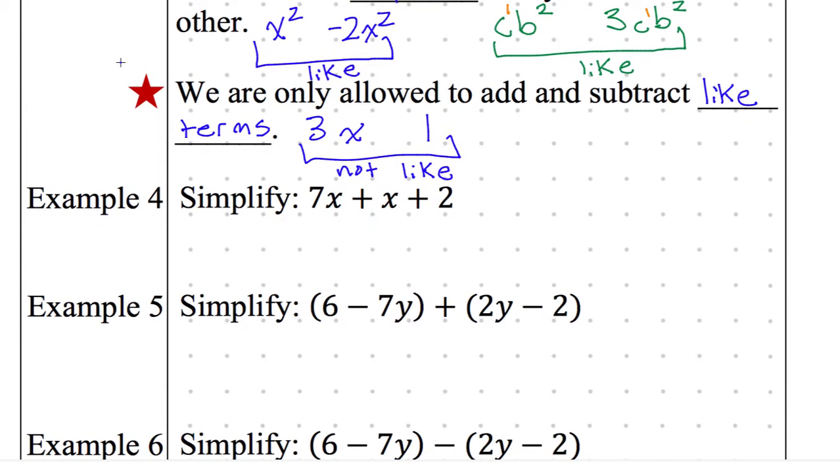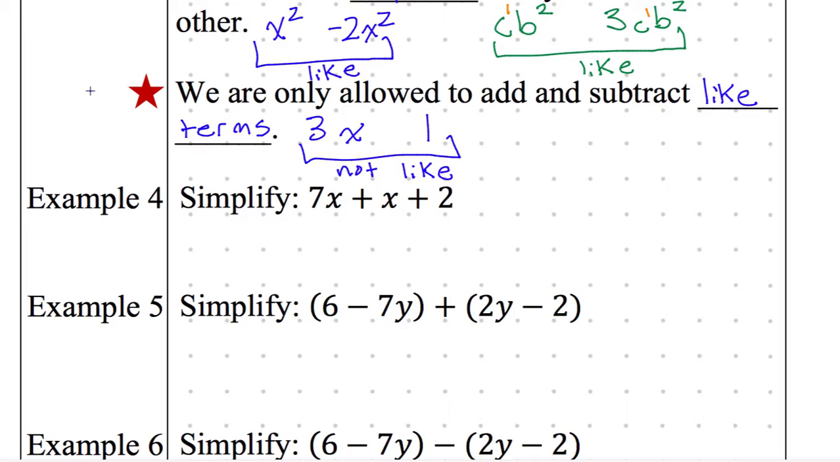So, who wants to take a shot at example number 4? I need to find the like terms and then combine those like terms. I see 1 hand, 2 hands, 3 hands, 4 hands.